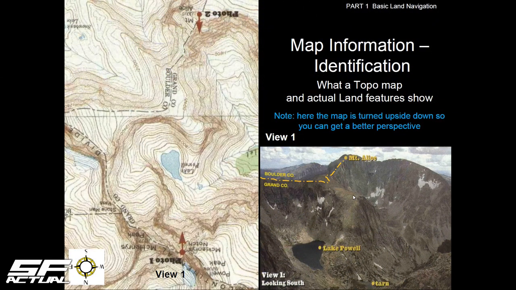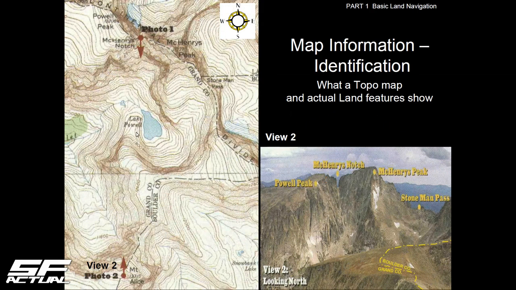And this is just the breakdown of where they flipped the map for us, and we were able to see Lake Powell, and then able to see Mount Alice right there. And the same thing here, flipping it back over, and you're able to identify all these peaks and ridges.